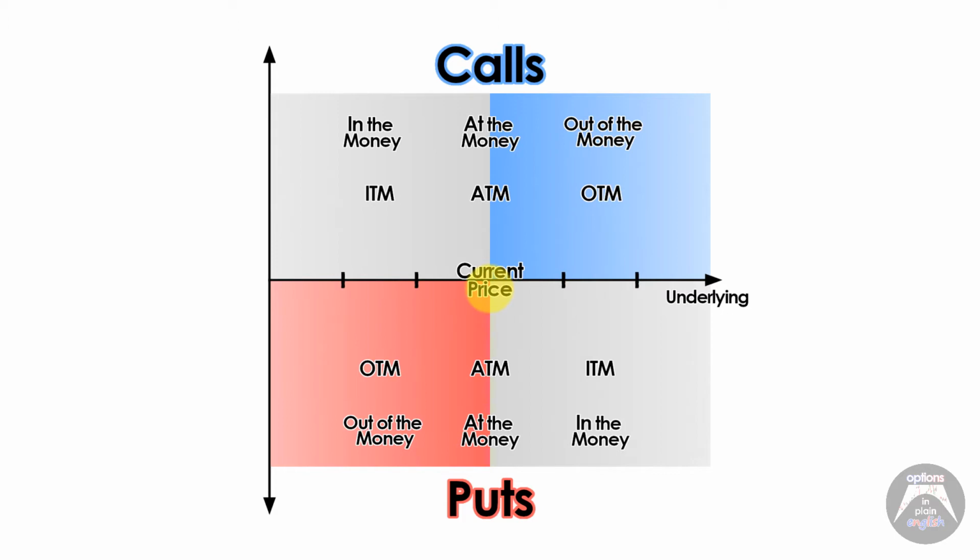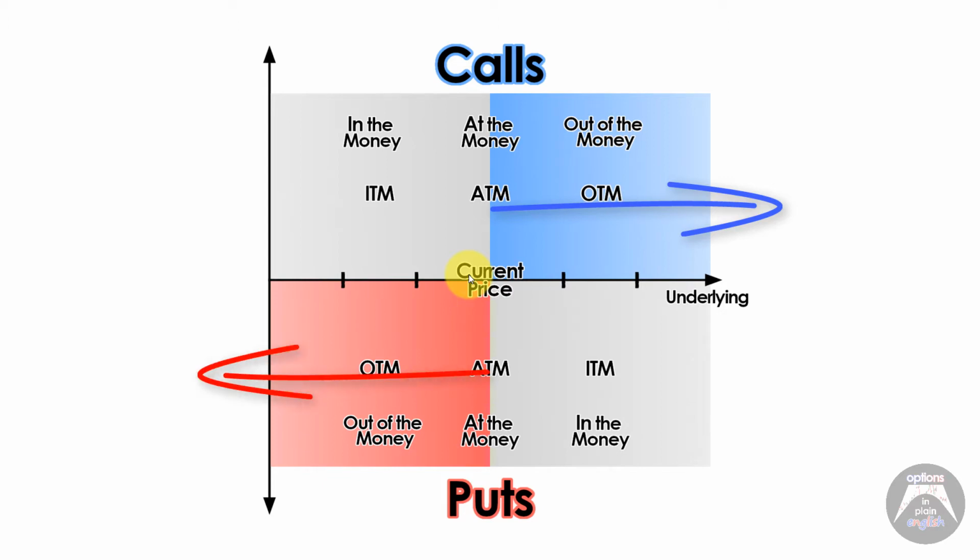Now, out of the money options in general are the ones whose strike price would have no value if we were to exercise them today. They are in relation to the current price. For calls, they would be higher than the current price, and for puts, they would be lower than the current at the money.